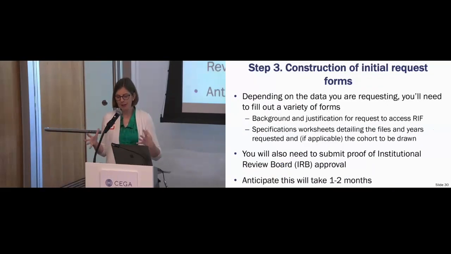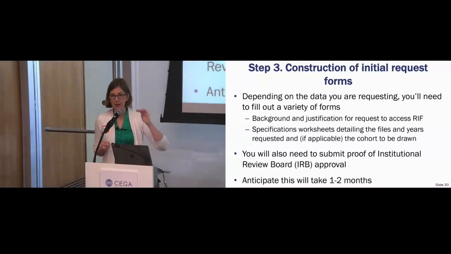So constructing the initial request forms, depending on the data you're requesting, you'll have to fill out a variety of forms. The main one that I think you always have to do is the executive summary, where you provide the background on your grant, what questions you're answering. You also have to justify why you need access to the RIF data and why you can't use the limited data set data to answer your questions. So you have to be prepared to say, hey, we need to link beneficiaries across these different files to track their utilization across different sites of care. And in order to do that, we need the RIF data.